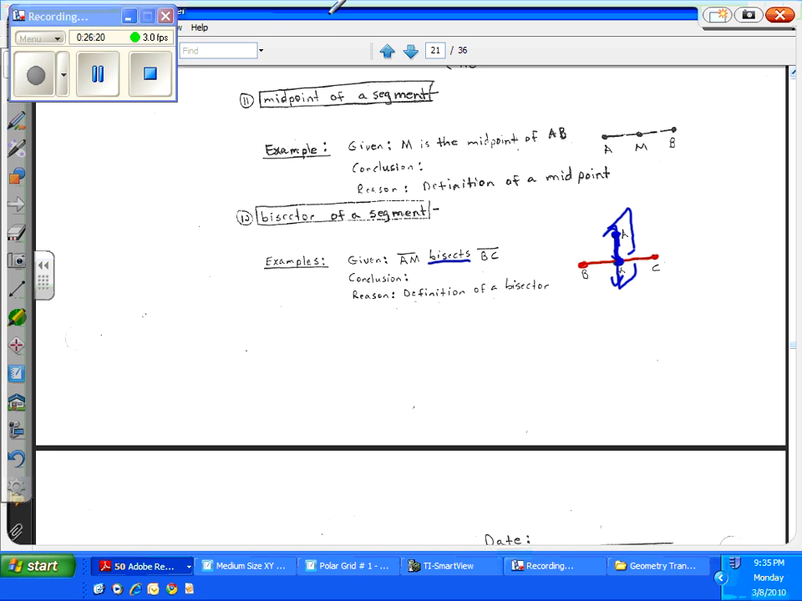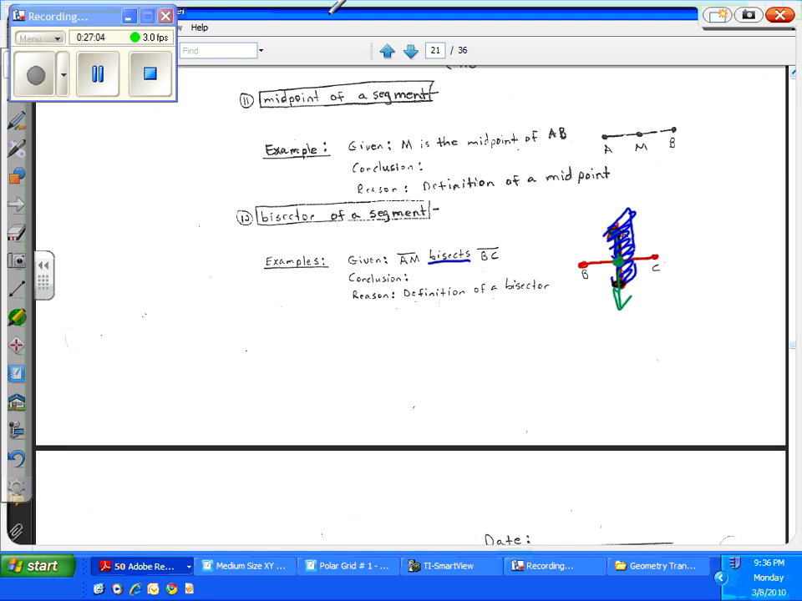So the formal definition of a bisector is a line, segment, ray, or plane that intersects a segment at its midpoint. A line, segment, ray, or plane that intersects a segment at its midpoint. It's an object that divided it into two equal segments.